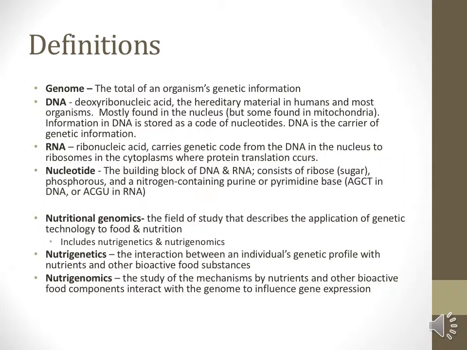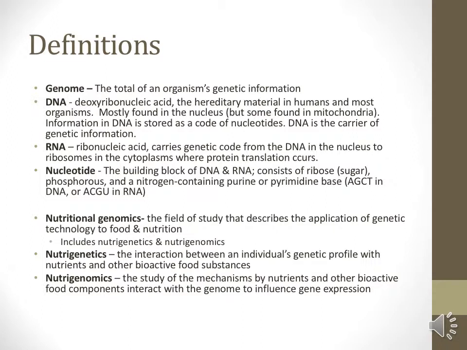DNA is deoxyribonucleic acid. This is the hereditary material in humans and in most other organisms. Almost all of DNA is found in the cell's nucleus, although there is a small amount of DNA found in the mitochondria, and this is referred to as mDNA. But today I'm going to be talking exclusively about the DNA found in the nucleus. So information on DNA is stored as a code of nucleotides, and we'll talk specifically about nucleotides in a moment. So overall, you can just think of the DNA as the carrier of the genetic information.